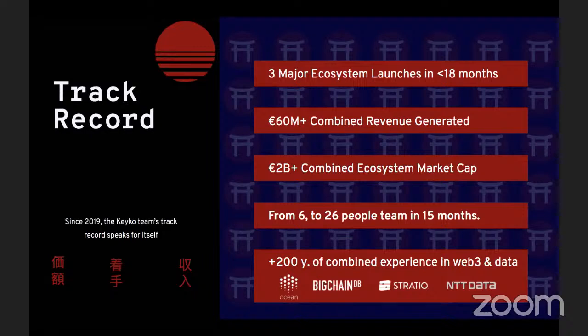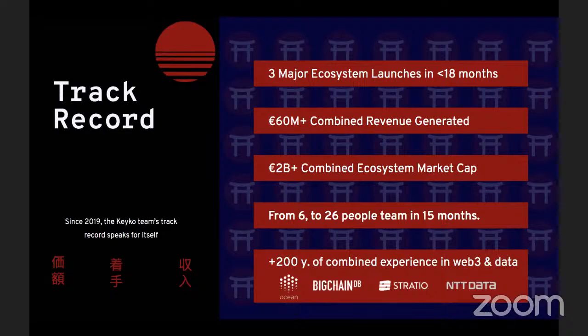We've helped major networks like Celo, Filecoin, Ocean, and others launch. We have a track record of 3 major ecosystem launches over the past 18 months, and we've managed to grow the team quite consequently over the course of the last 15 months.